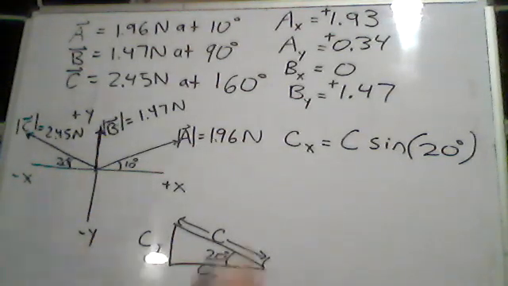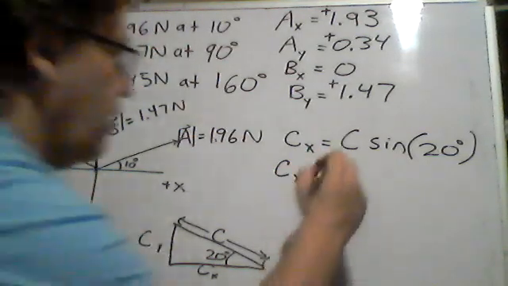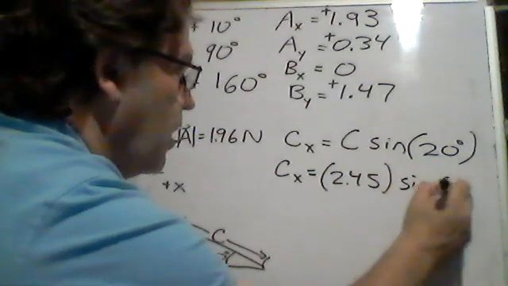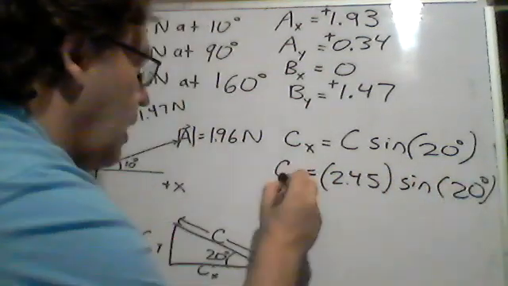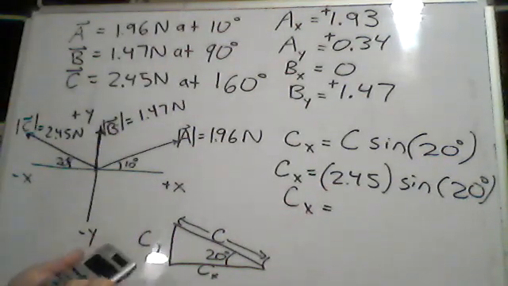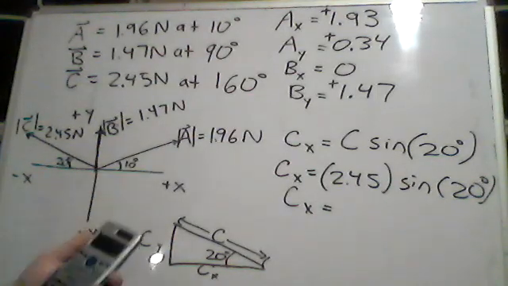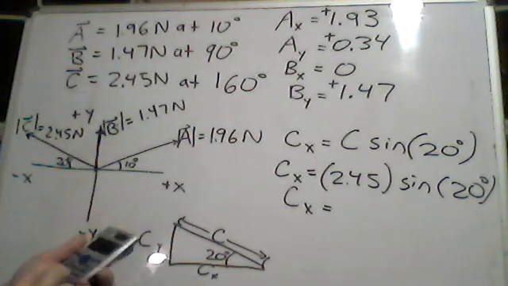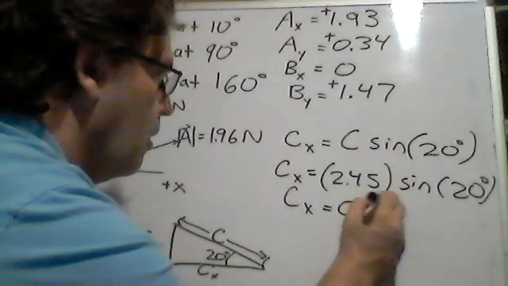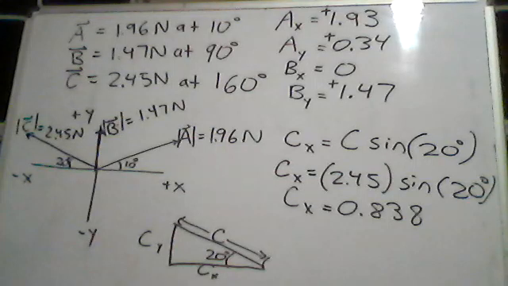All right, and so C sub x will be the C, 2.45, times the sine of 20 degrees. Work out the math. Sine of 20, 0.342 times 2.45, 0.838. All right, and that's what I get there.